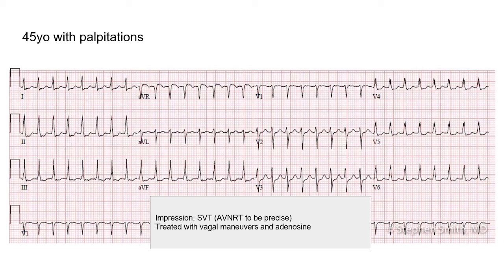Now, with regular tachycardias, right, we can give AV nodal blockers or vagal maneuvers safely. If it's irregular and wide, we do not want to do that, right?